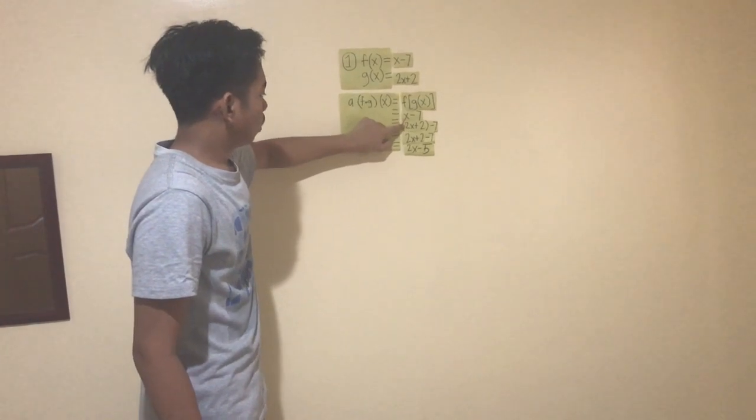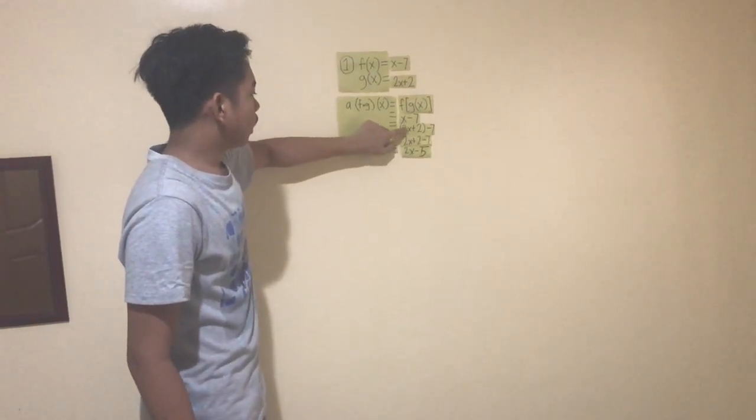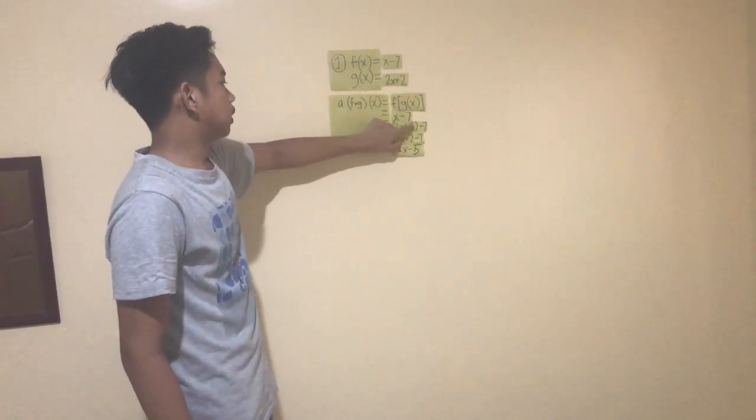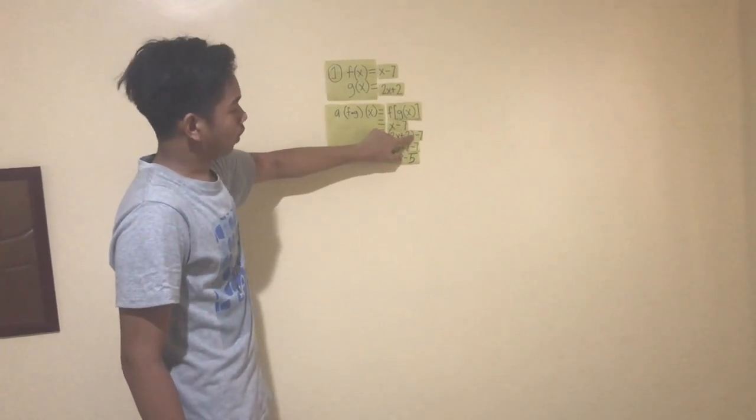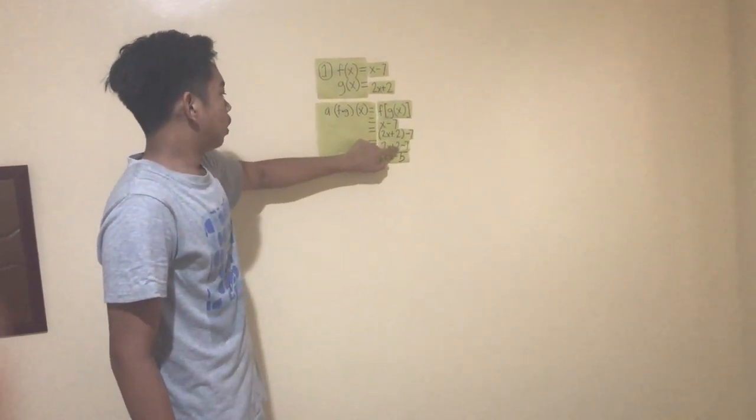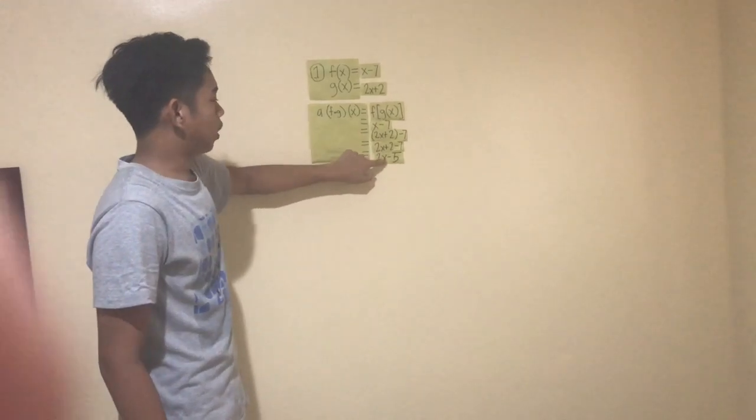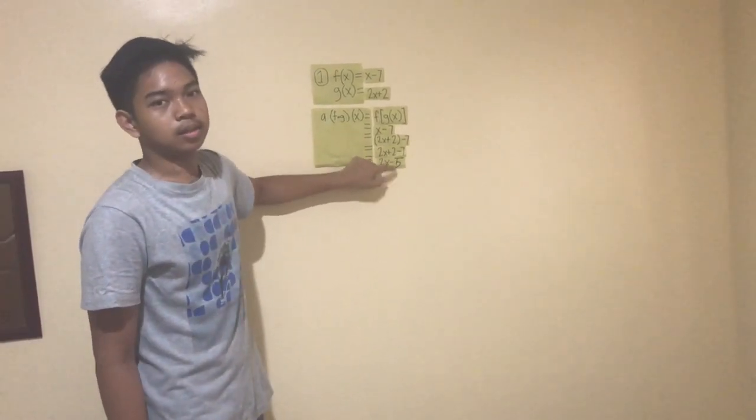So take the parenthesis off, so it would be minus 7. So 2x plus 2 minus 7 is 2x minus 5. And that's the final answer.